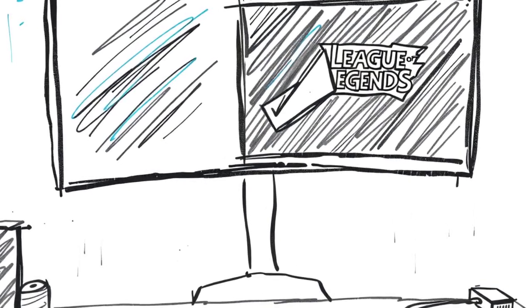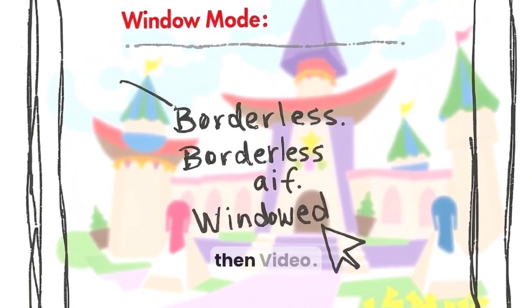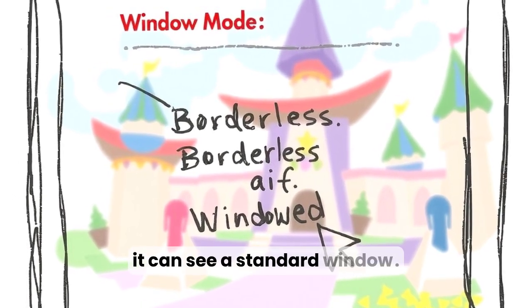If you still see black, the next fixes are inside the game. Open League, go into Settings, then Video. Set window mode to borderless or window. Game capture works best when it can see a standard window.